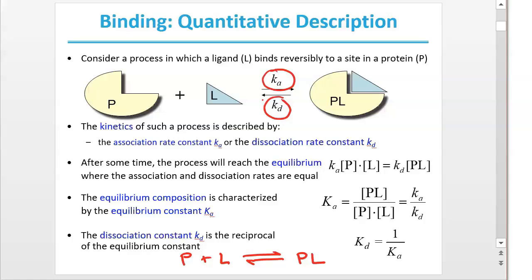You can write an equilibrium constant expression for the association, so that's a capital K, much like you would have done in general chemistry: the concentration of the products divided by the product of the concentrations of both the reactants. And that's also equal to, as we talked about in class, the forward rate of the reaction divided by the reverse rate of the reaction.